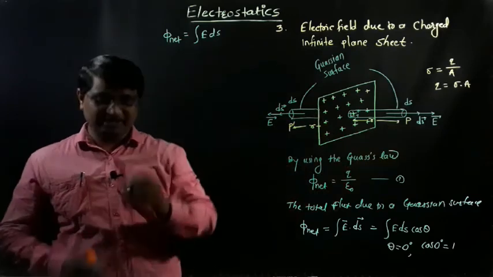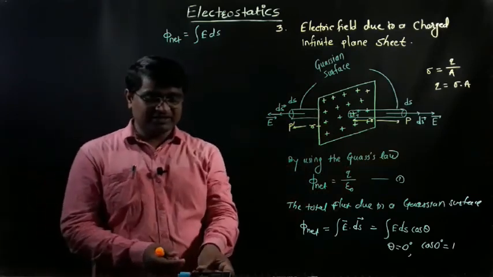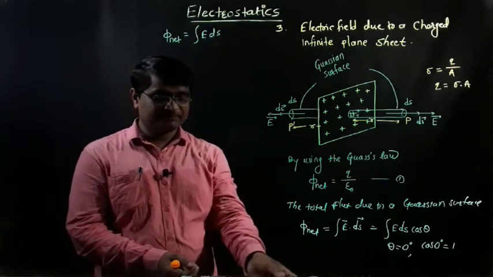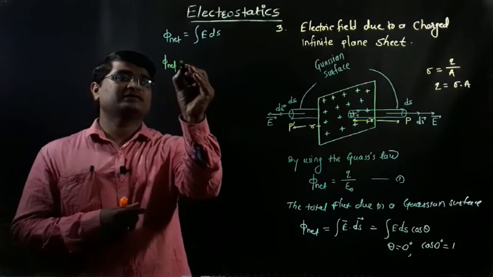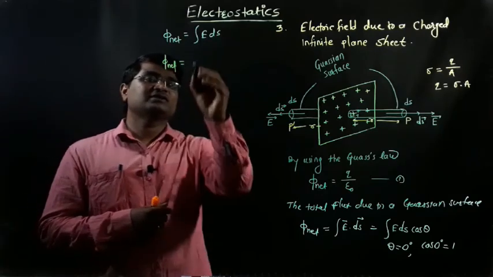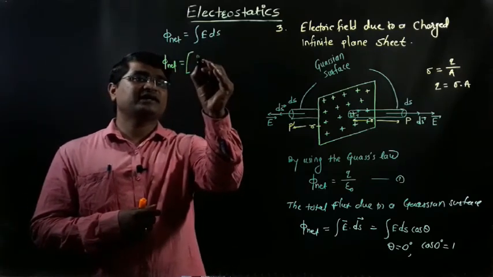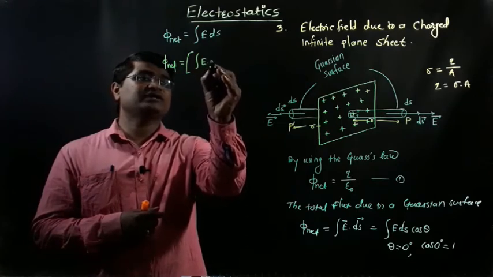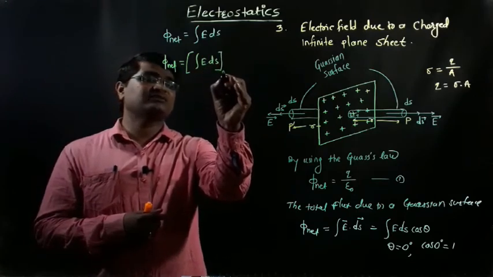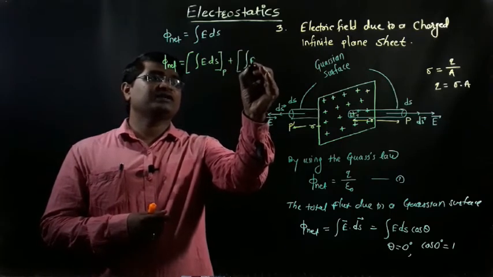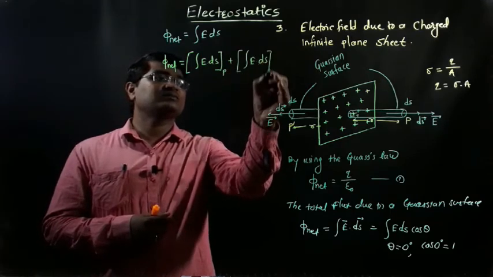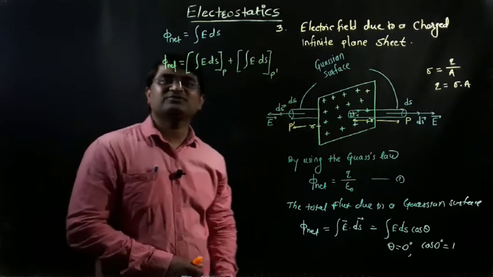So let's find out the net flux, and when we find out the net flux, we can write here the net flux is equal to the integration of E dot ds, this is the total flux at the point P, plus the integration of E dot ds at the point P dash. This is the total flux.